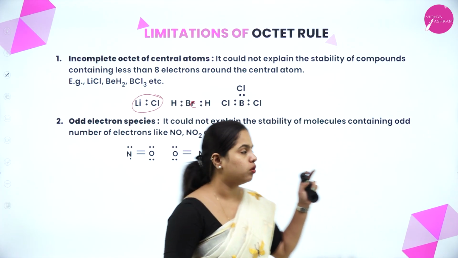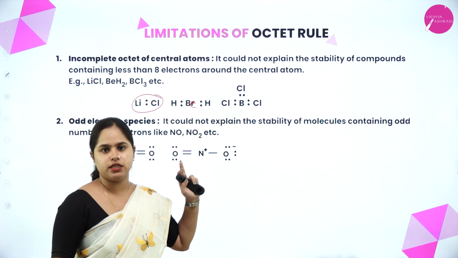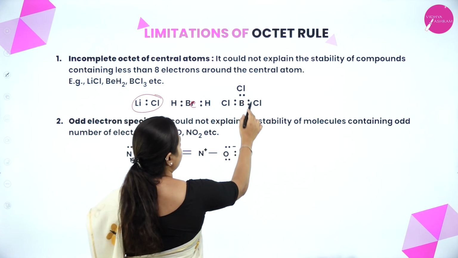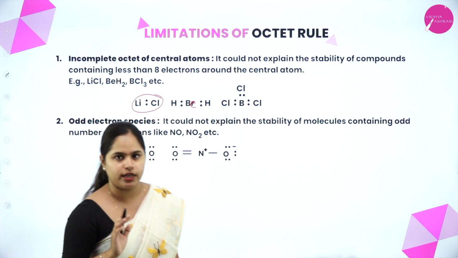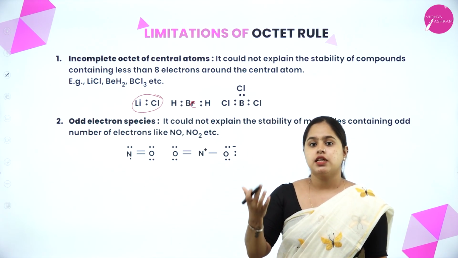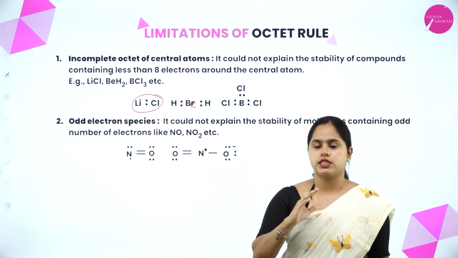The same goes for BCl3 as well. Each chlorine atom will be able to obtain its octet, but not boron. As you can see, 1, 2, 3, 4, 5, 6, only 6 electrons, not 8. So this was one limitation. Certain compounds having less than 8 electrons were stable, but the octet rule couldn't explain the stability of them.